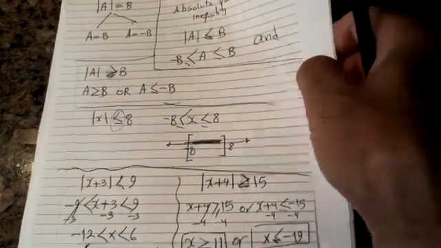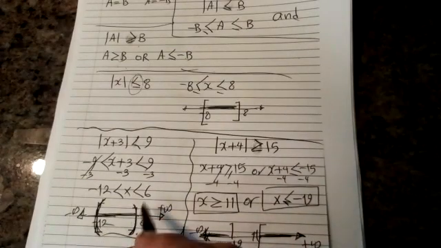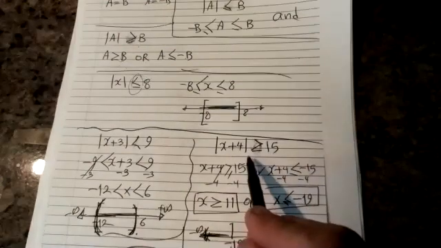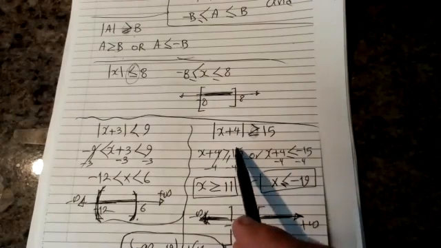Now, if you want to do the graphing, it's a parenthesis. Why a parenthesis? Because it doesn't have an equality sign, like on this one. This one has an equality sign. All right, the next example.